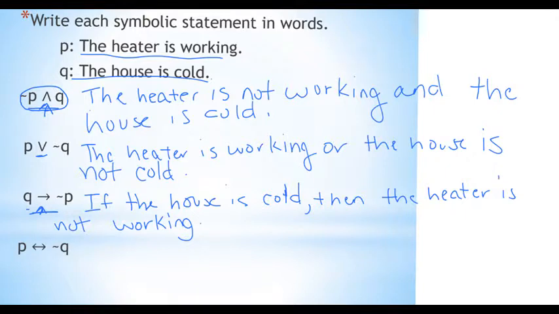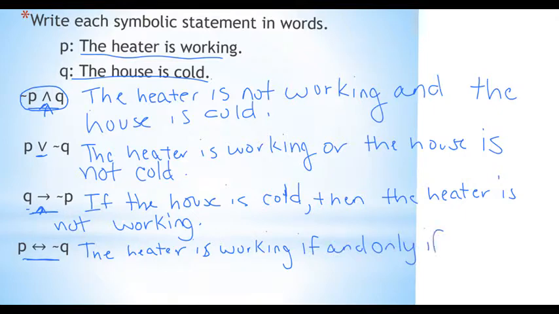And then our last one, we have our biconditional statement. So it's our if and only if. So we're going to start off with P. So the heater is working. If and only if the house is not cold, because it's the negation of Q.